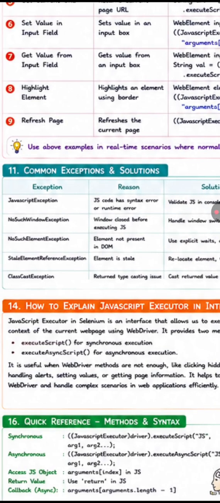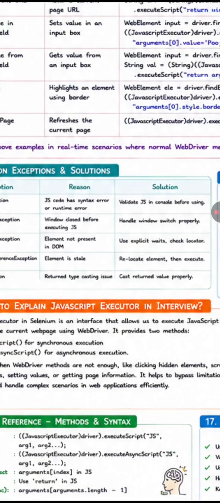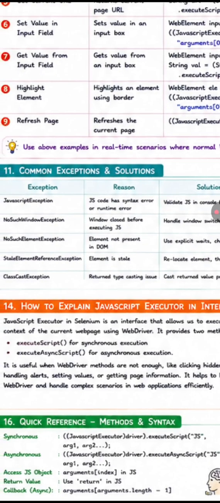Then there is the last exception that we can face with the JavaScript executor, that is ClassCastException, and we have to do the typecasting of the returned value properly to solve this exception.